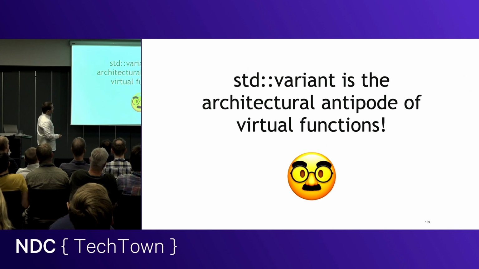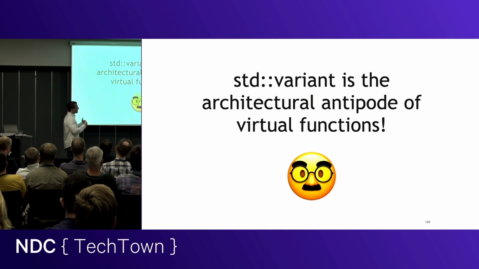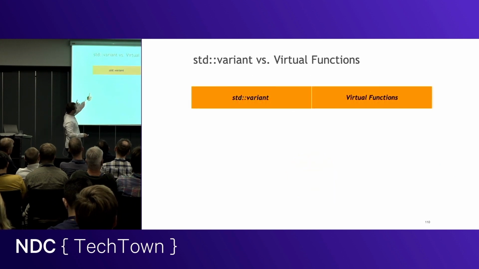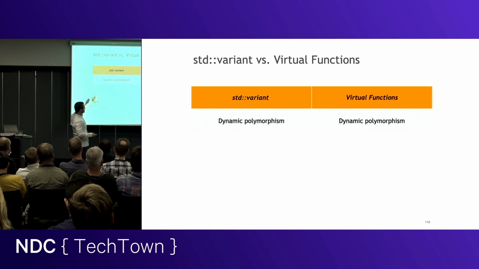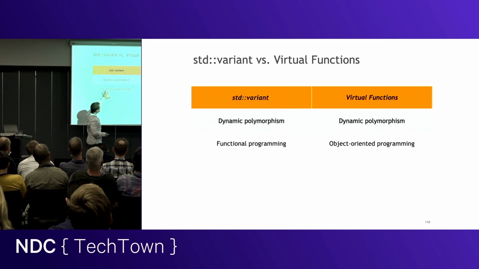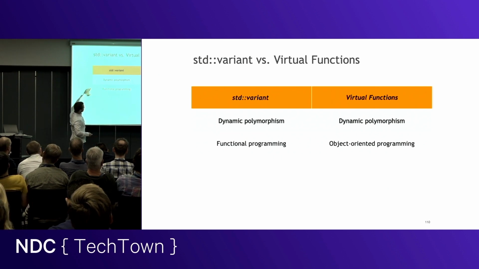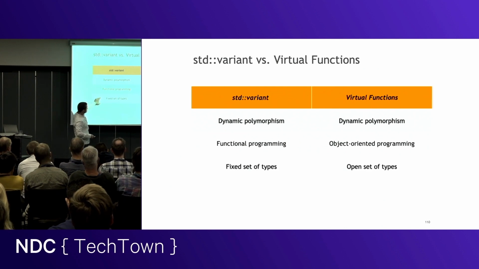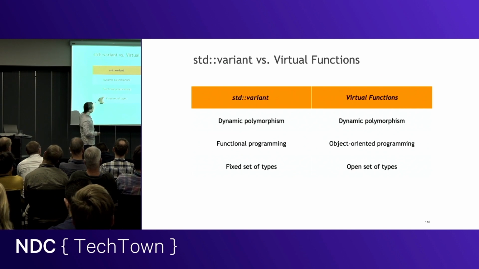On the contrary, standard variant is pretty much the architectural antipode of virtual functions. The opposite. How? Well, let's quickly compare variant versus virtual functions. First of all, because I think there's some confusion here, standard variant still is dynamic polymorphism just as virtual functions are. At runtime, at dispatch, I know what to do. This I would say is a little functional programming. This is object-oriented programming. But this makes the difference. Because in a variant context, you work with a fixed set of types. It's in the variant type itself. This is the fixed set of types you work with. This is not supposed to be extendable.